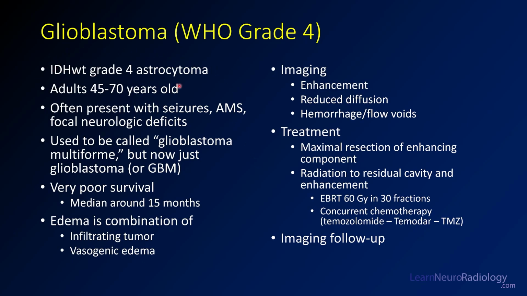All right, and so like I said, this is a glioblastoma. This is a grade 4 astrocytoma, mostly presents in older adults, can present with altered mental status. In this case, the patient was having personality issues because it's in the frontal lobe. They've gotten rid of glioblastoma multiforme, so they just call it glioblastoma or GBM now. Very poor survival. The imaging findings we've all seen, okay, abnormal diffusion, enhancement. They try to resect these and treat them with radiation, so multimodal therapy is required to treat these.